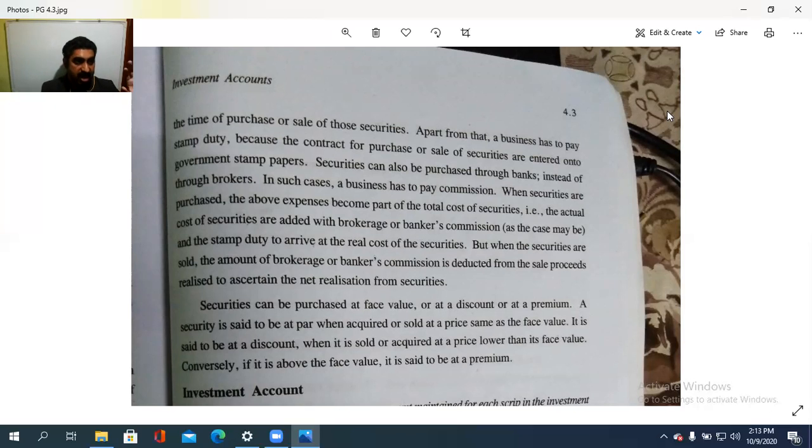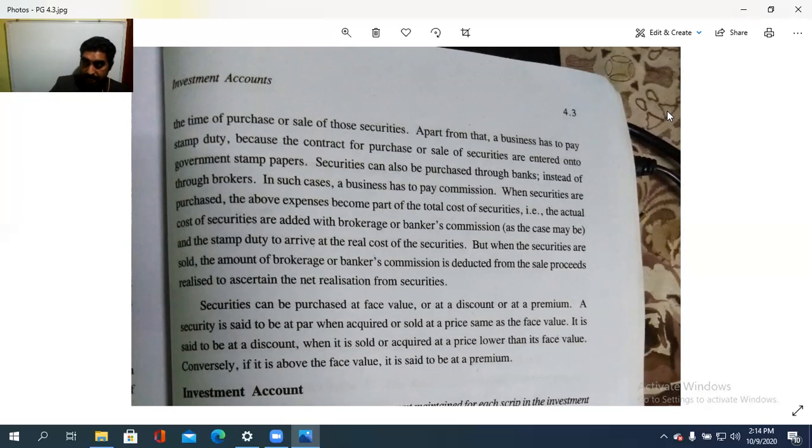അപ്പം real cost of security എന്ന് പറയുന്നത് എന്താണ്? സെക്യൂരിറ്റിയുടെ യഥാർത്ഥ വില ആദ്യത്തെ, അതിന്റെ കൂടെ brokerage or the commission towards the banker or the broker plus the stamp duty charges. ഇതെല്ലാം കൂടെ ചേർത്താണ് റിയൽ കോസ്റ്റ് ഓഫ് സെക്യൂരിറ്റി വരുന്നത്. But when the securities are sold, the amount of brokerage or banker's commission is deducted from the sale proceeds realized in order to ascertain the net realization from the security.